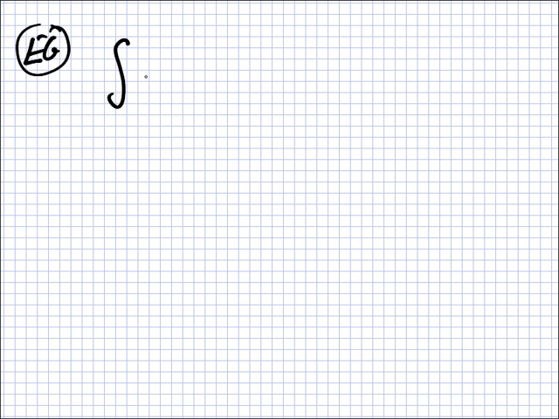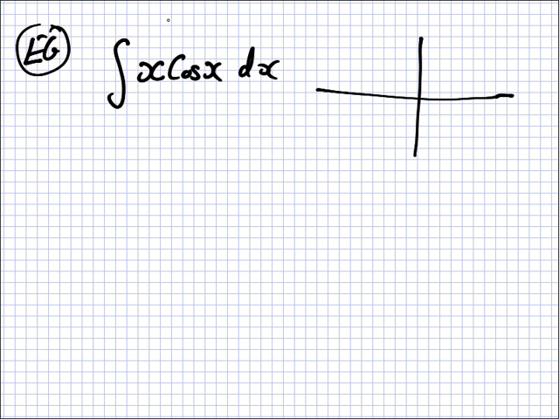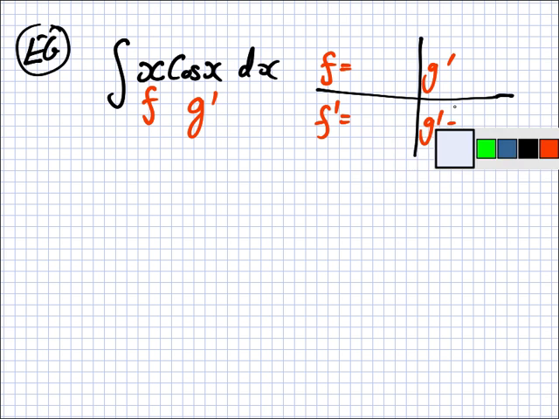We want to integrate x cos x dx. Okay. What you do, you make a table, and you call this guy f, and this guy g derivative. Okay, so you have f equals, f derivative equals, g equals, g derivative equals. Right, so we know what f is. What's f? X. It's x. And we know what g derivative is. What is it? Cos x. We said g derivative is cos x.